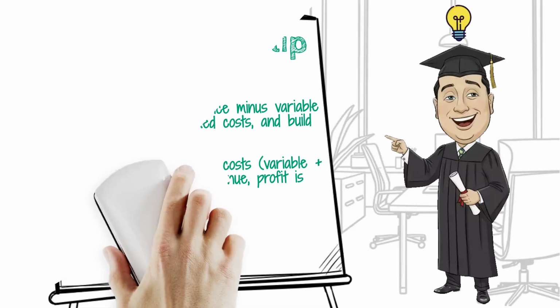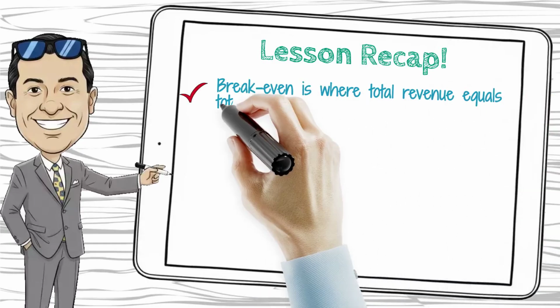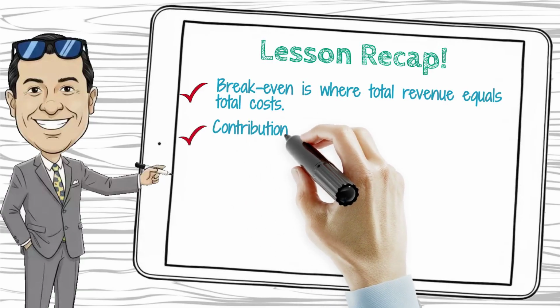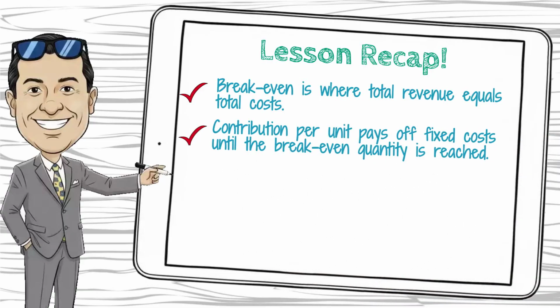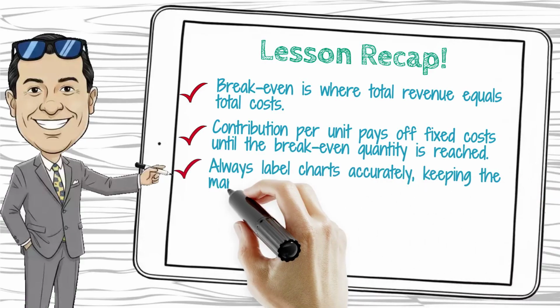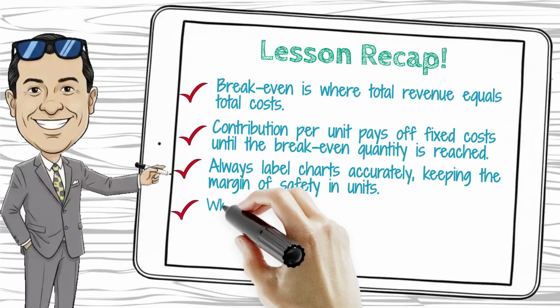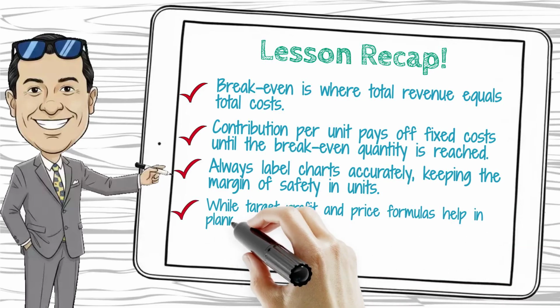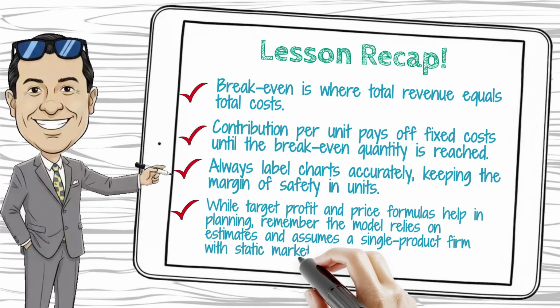Lesson recap: break-even is where total revenue equals total costs. Contribution per unit pays off fixed costs until the break-even quantity is reached. Always label charts accurately, keeping the margin of safety in units. Remember why target profit and price formulas help in planning. Remember, the model relies on estimates and assumes a single product firm with static market conditions.